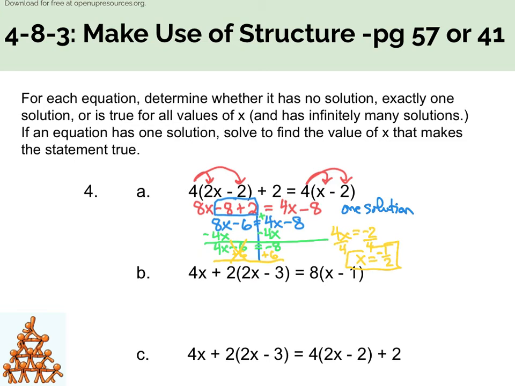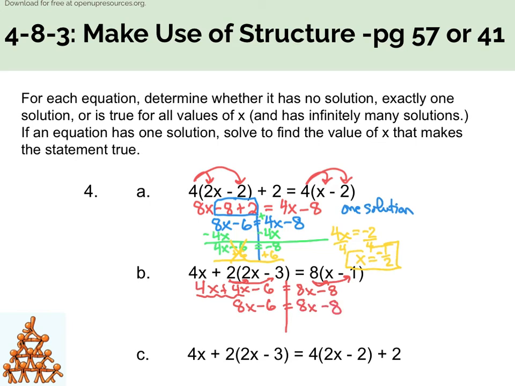Let's go ahead and do b. So b, we're going to multiply, so we're going to have 4x. We're going to do 2 times 2x is 4x, and then minus 2 times 3, which is 6. 8 times x is 8x, minus 8 times 1 is 8. 4x plus 4x is 8x, minus 6. Then we have 8x minus 8.